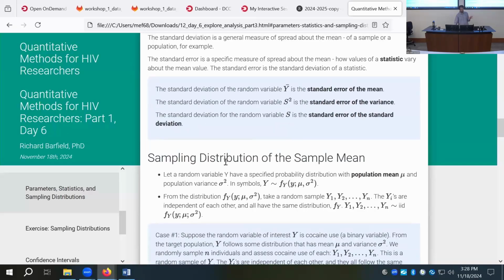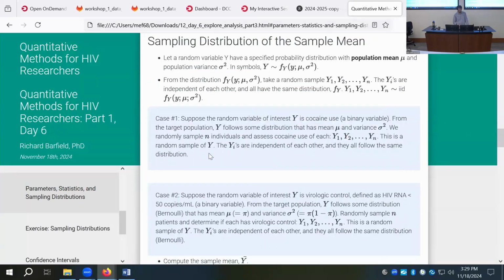All right, so for a sampling distribution of the sample mean, we have a random variable y that has some probability distribution with population mean mu and some population variance sigma squared. So we have y follows some distribution f of y. We take some random sample, and they're all IID, which means independently, identically distributed from that distribution. So say we have a random variable of interest y as cocaine use, which is a binary variable, from the target population. It has some distribution mean mu and variance sigma squared, likely 0 or 1, right? It's probably a probability.